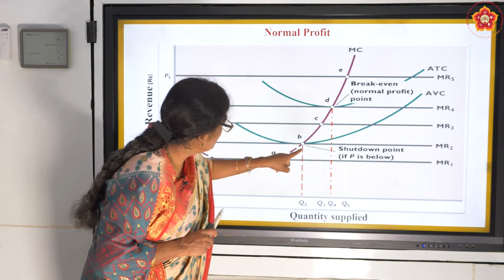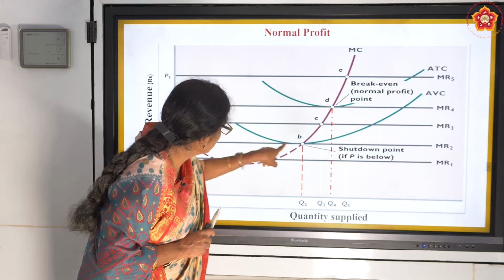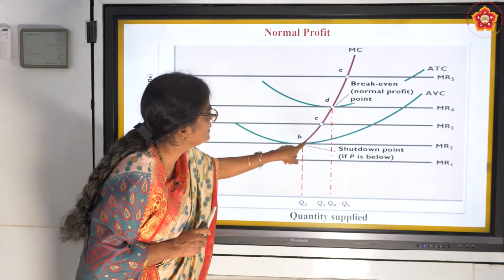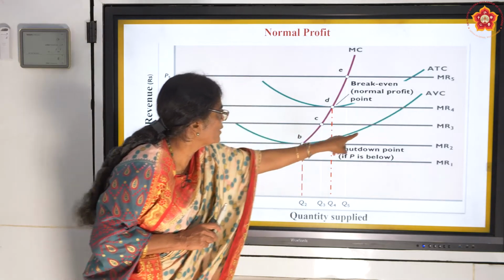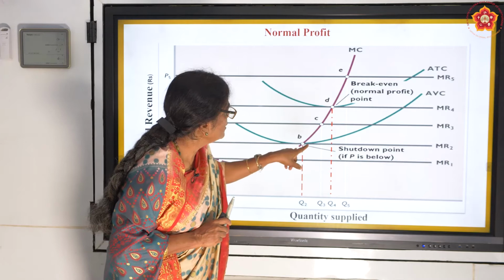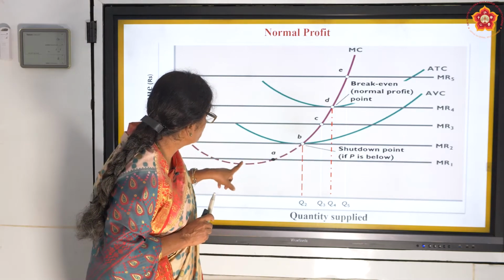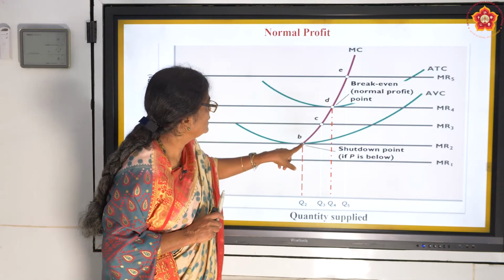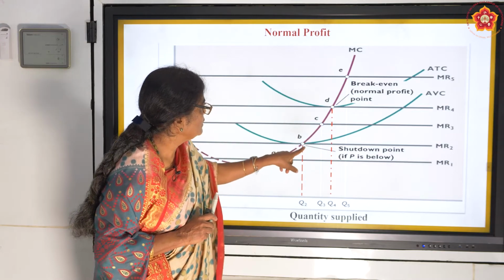The price line and it intersect the minimum AVC. This is the AVC curve. It goes from here, the minimum AVC curve. Therefore, the price line, this P2, and the minimum AVC intersect, and also the MC curve cuts from below. This is the intersection point.